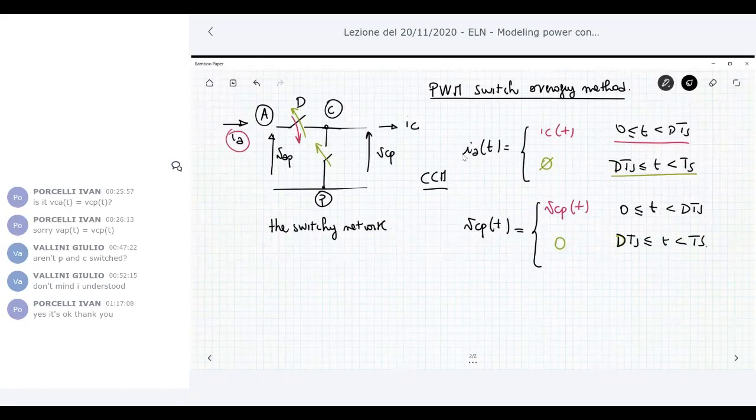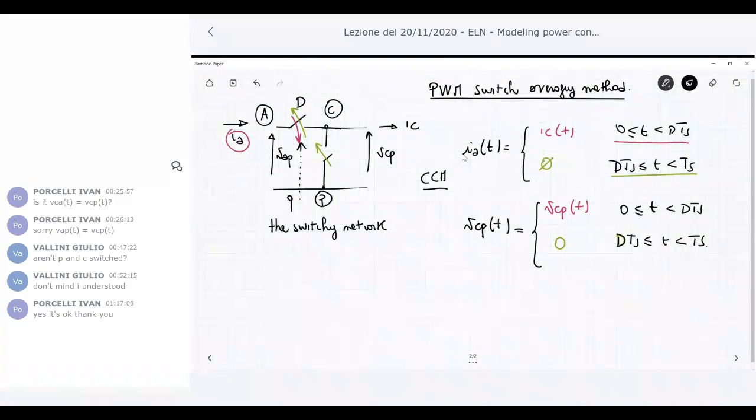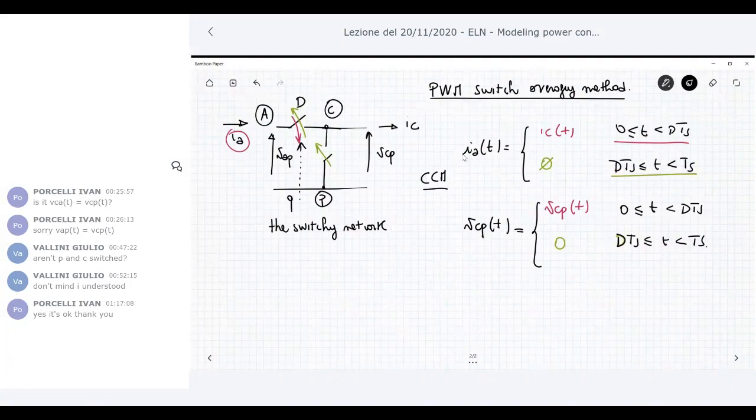Remember that when I described the operation of this kind of switch network, I said that the switch that I can command, which is the active switch, the horizontal switch here, is commanded by a square or rectangular function, which can be considered as a logical function that has 0 level and 1 level. When the switch is closed, Q is 1. When Q is 0, the switch is open. Okay, so we have what is called the unitary switching function.